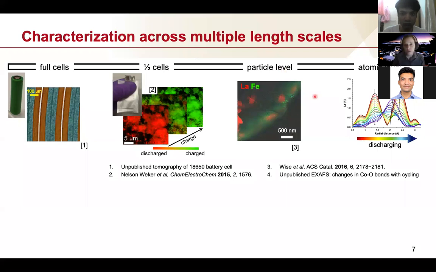We can look at the particle level by zooming in even more, doing a little higher resolution. This is a ptychography example that we did. This is not a battery. This is a catalyst sample, but it gives you an idea. We can get down to about 5 nanometer resolution. And then we also look at the atomic level. This is XANES, and I'll show this data later, but we can look at bond lengths in crystalline and non-crystalline materials.